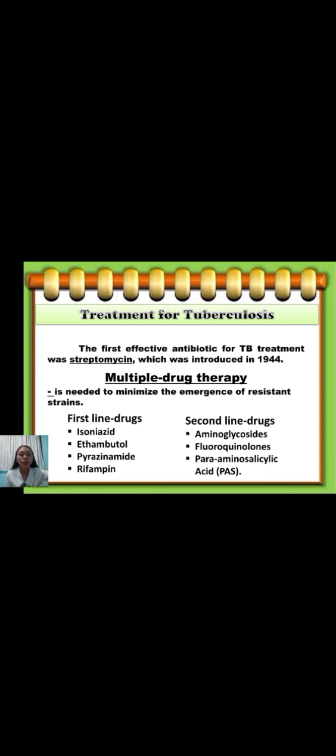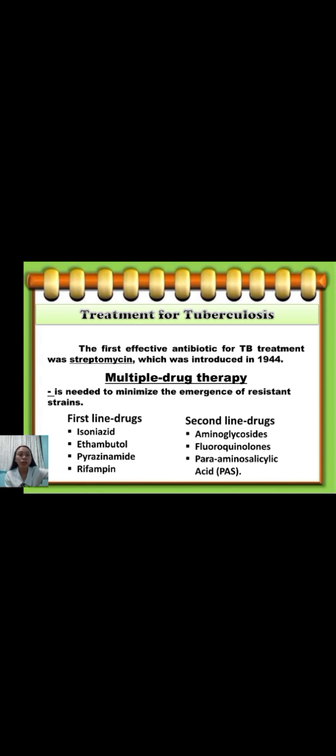The first effective antibiotic for TB treatment was streptomycin, which was introduced in 1944. So what is streptomycin? Streptomycin is an antibiotic, the first drug to be successful against tuberculosis.